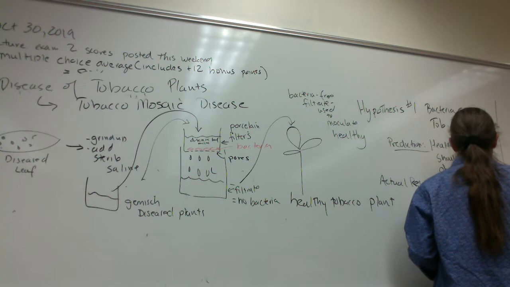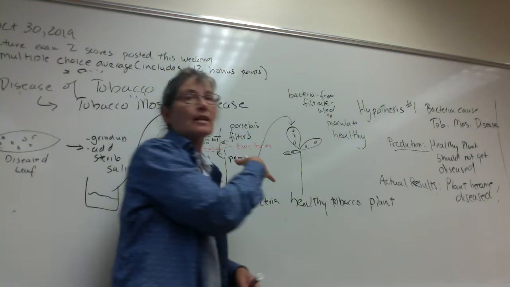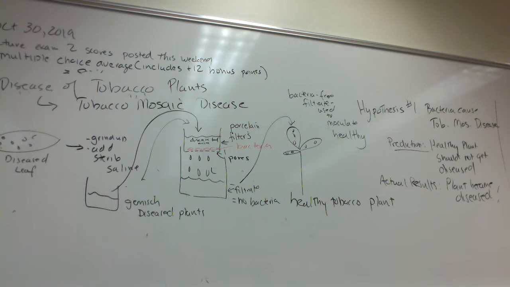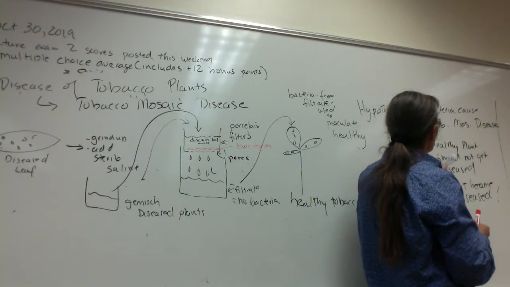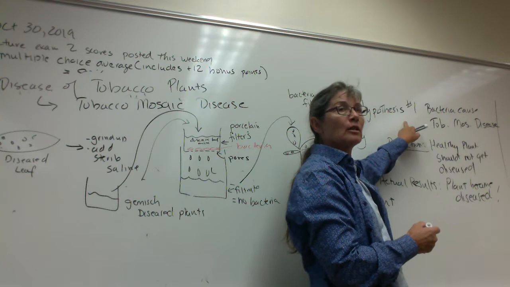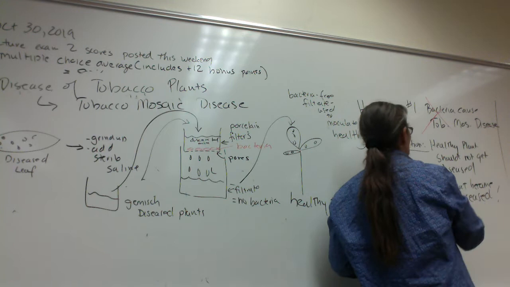Because at this time, most people thought bacteria were the smallest pathogens. So it's like, how could something that didn't have bacteria transmit this disease? The reason Ivanowski was so brilliant was he said, okay, my original hypothesis must be wrong. My results didn't support it. So the original hypothesis was wrong, because the results didn't support the prediction.